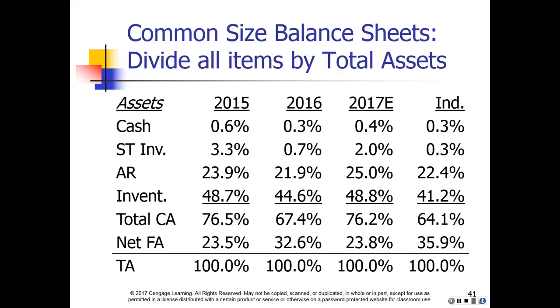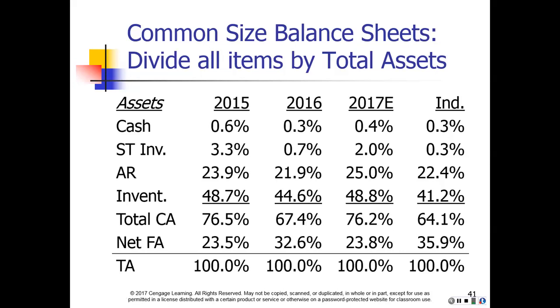Now, another way of looking at a company across time is using common size balance sheets. So we're not going to compare this company to other companies or the industry average. We're simply going to see how its performance has improved or declined over time. One way to do that is to look at common size financial statements. So here's a common size balance sheet.